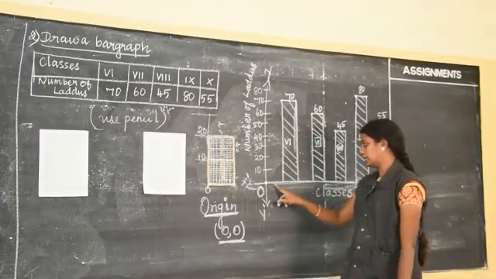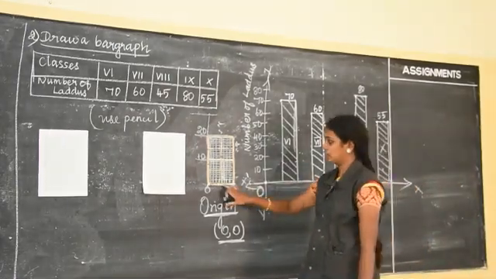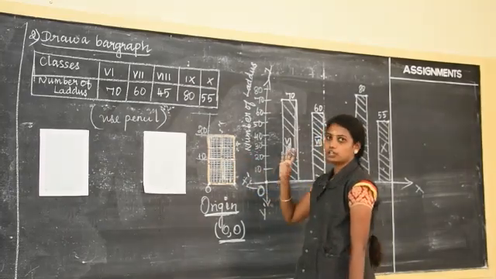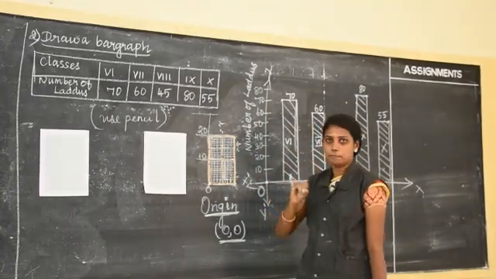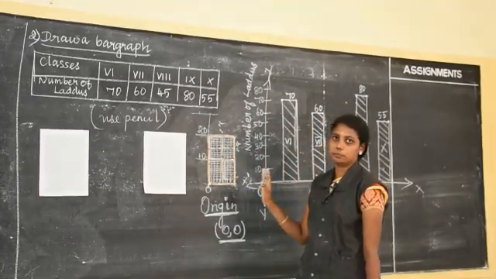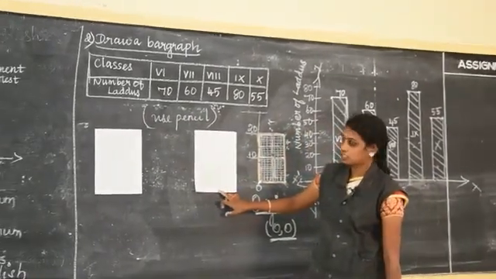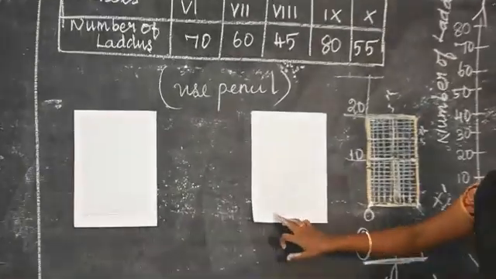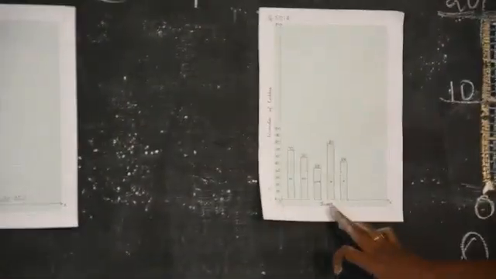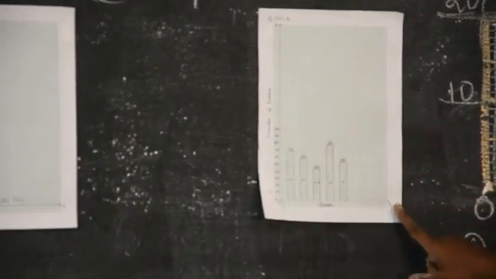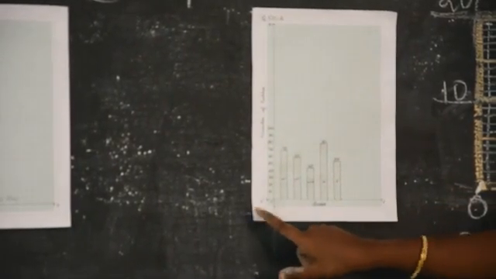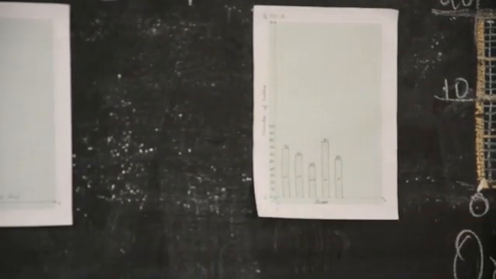On the dark line only you should draw the diagram. Use only pencil. You should not use anything other than pencil. Okay. Question number 2. See here, I have drawn. You can see that properly. Here class 7, 60, 45, 80, 55. Classes, number of laddus, X, O, X dash, Y, O, Y dash.